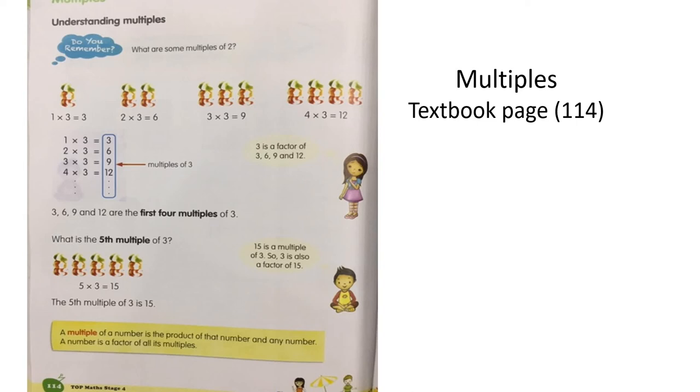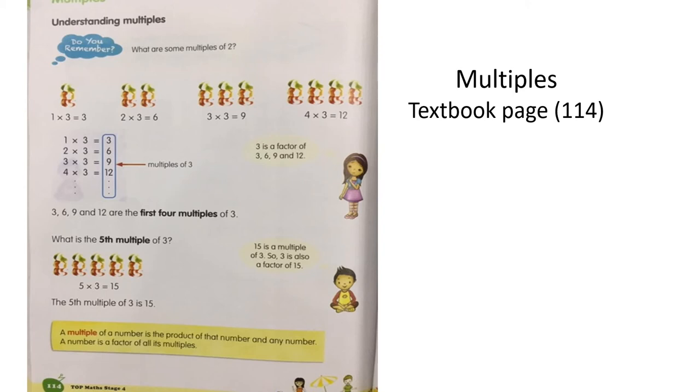In this lesson, we will complete talking about multiples. We will continue talking about multiples of 2, of 3, of 4, but by looking at your book. It's on your textbook, page 114. What are some of the multiples of 2?